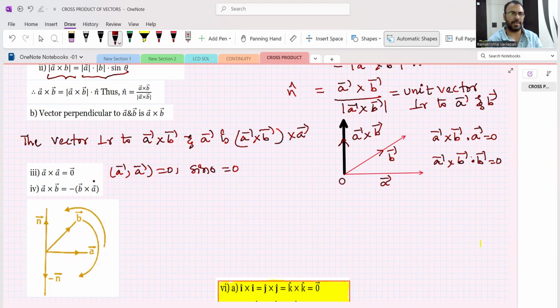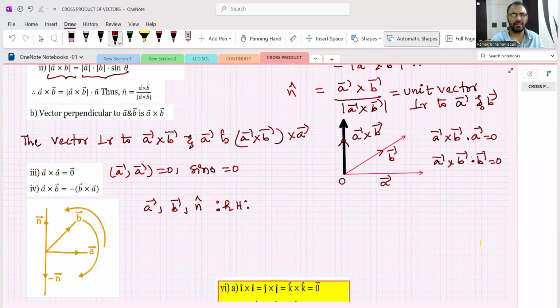This is important. Now, A bar cross B bar is equal to minus B bar cross A bar. Nothing but the cross product of two vectors is not at all commutative, like in the dot product. So here A bar cross B bar is equal to minus B bar cross A bar. How? You see that A bar, B bar and N cap form a RHS, right?